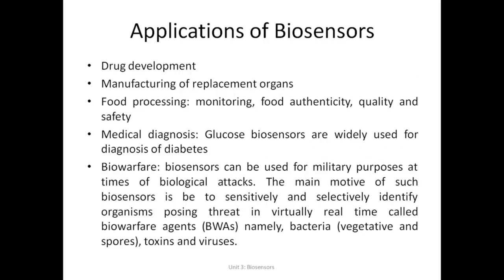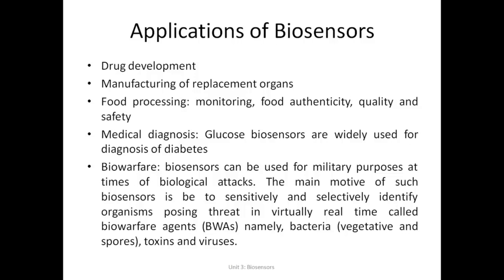Okay, so we have a very wide application of biosensors, not only in biomedical applications. It is used in drug development. Okay, it is used in replacement organs, prosthetics, it is used in that domain also. In food processing, biosensors are very popularly used, monitoring food authenticity, quality, safety, and all that. Then medical diagnosis, of course, like I said, glucose biosensors are the most widely used for diabetes. So that is one example.